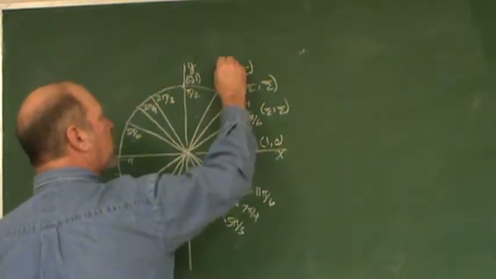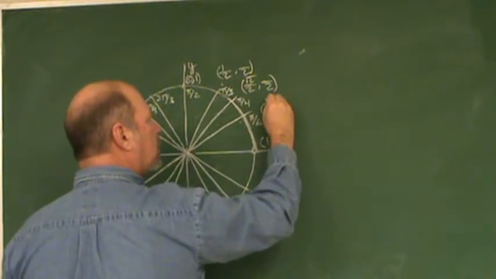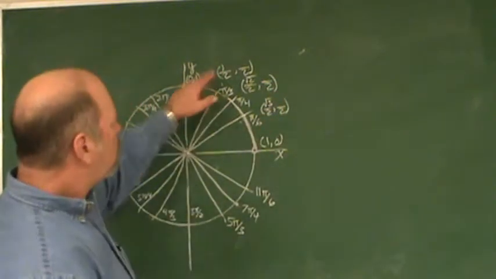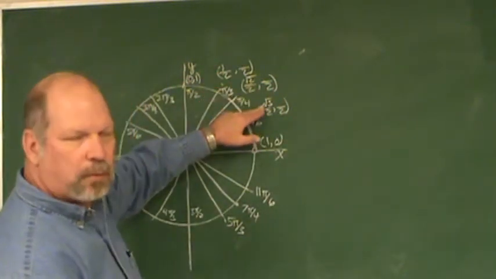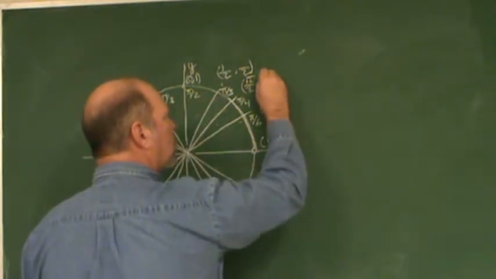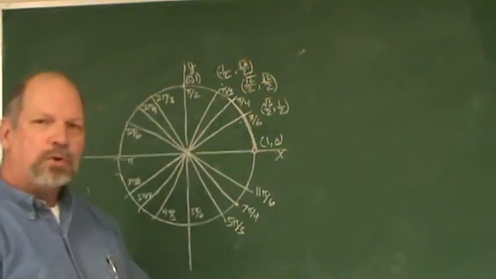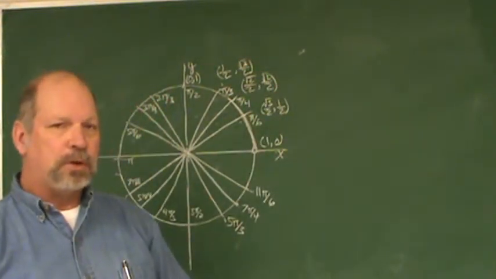This is going to be the square root of 1. This will be the square root of 2. This will be the square root of 3. Just count down. Square root of 1, square root of 2, square root of 3. And then you count back up. Square root of 1, square root of 2, square root of 3. Once you get the first quadrant done, it's pretty much easy.